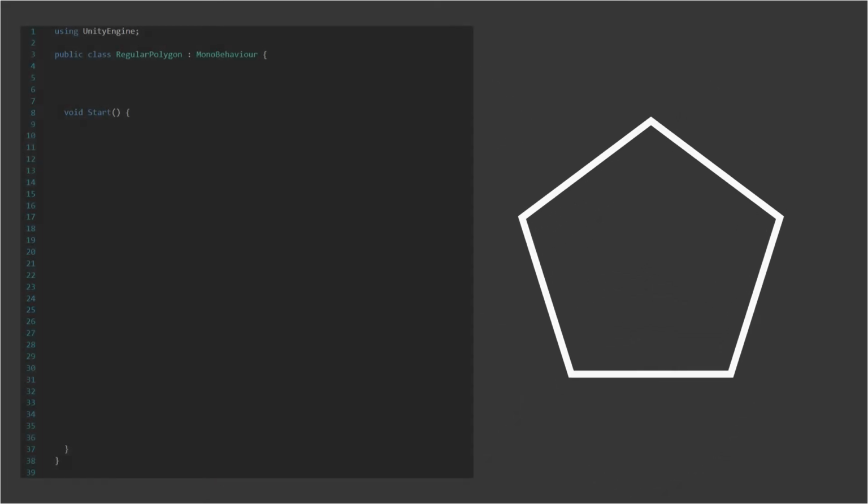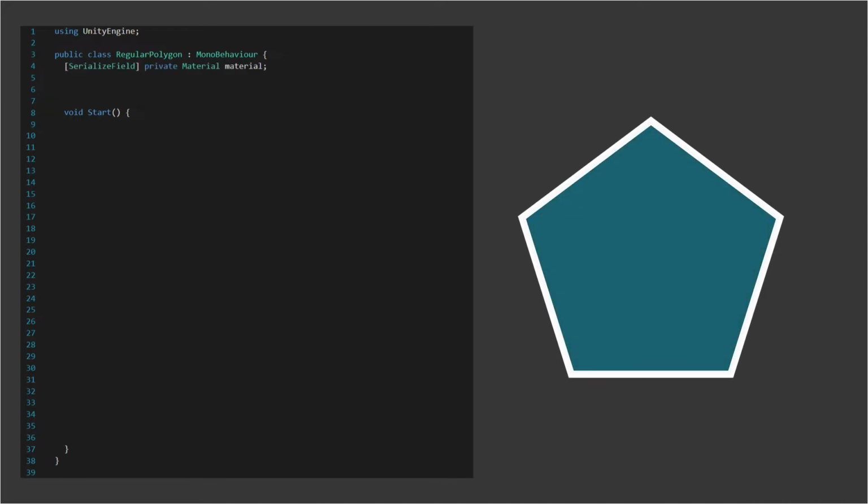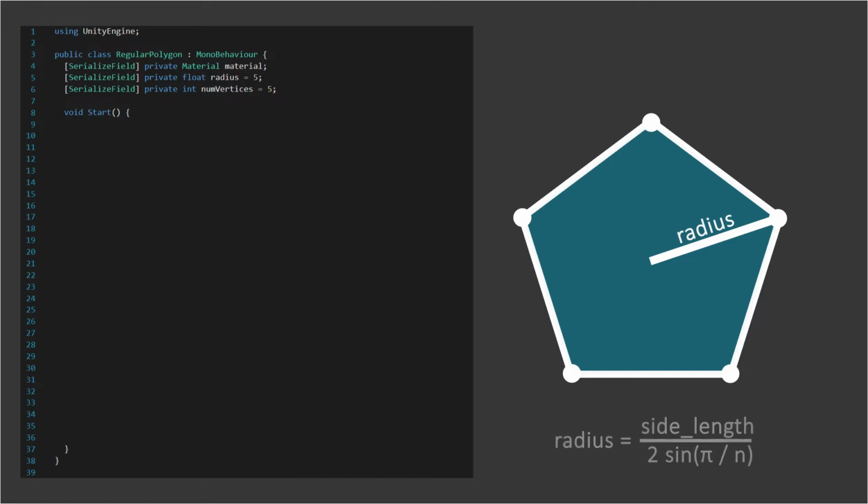We're going to start with an empty script on an empty game object. For this, we're going to need three properties that we'll want to set for each polygon. We'll need a material so that you can see the rendered mesh, the radius, which defines the size of the polygon, and the number of sides or vertices, which defines the shape. For your purposes, you may wish to use the side length rather than the radius to define your polygon. For this, you can always convert them with the formula shown.